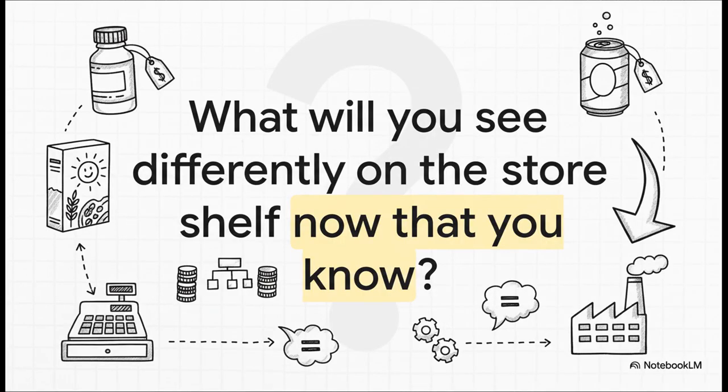So the next time you pick up a bottle of vitamins, or a box of cereal, or a can of soda, you'll know. You'll know about the complex journey of calculations that went into figuring out its price. It's a whole story of transferred costs, equivalent units, and production reports. So my question for you is, what will you see differently now when you look at that price tag on the shelf?